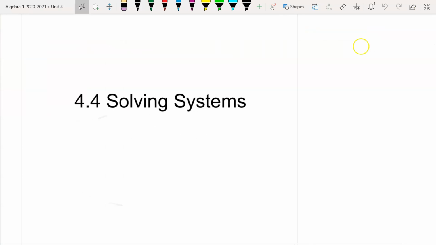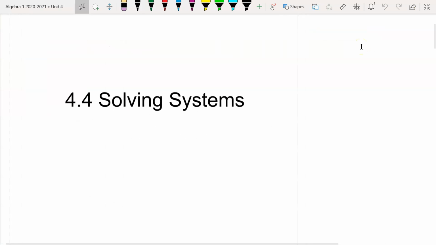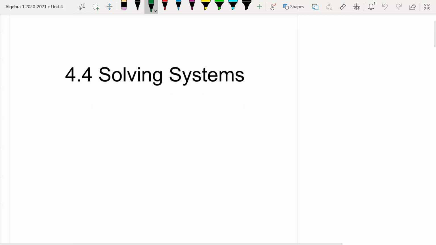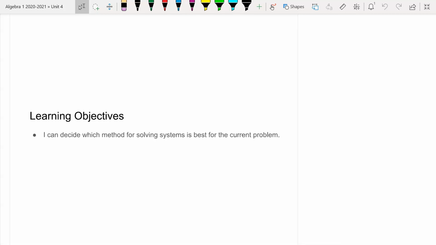All right, guys, so we've talked about graphing to solve a system, elimination, and substitution to solve a system. So now you have to decide which method is the best by looking at the problem. So we're going to use all three methods, and just depending on the problem, we'll decide which one's best.